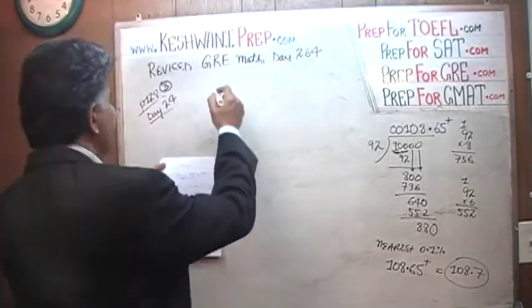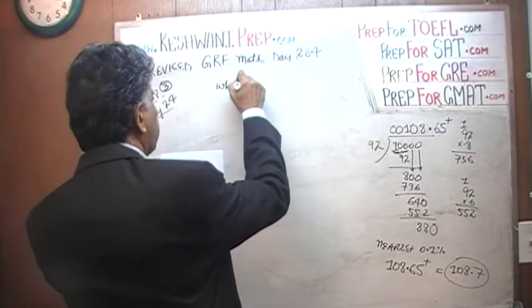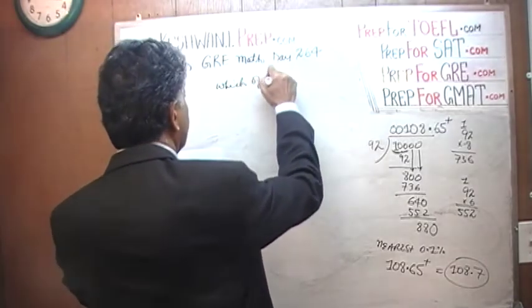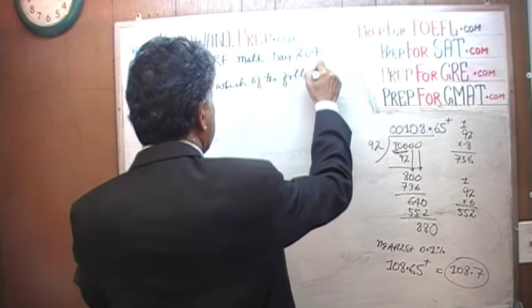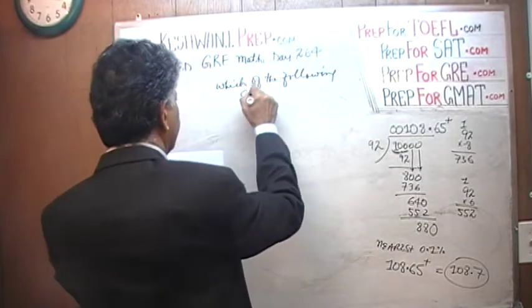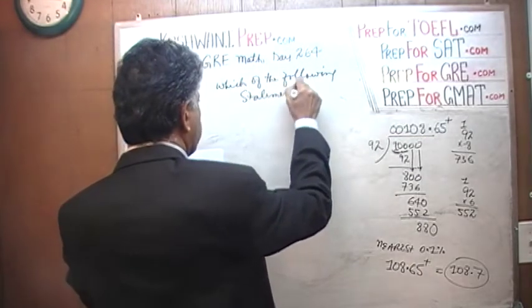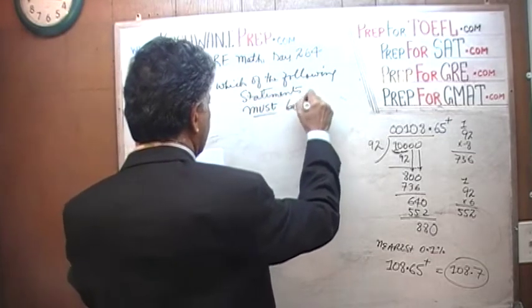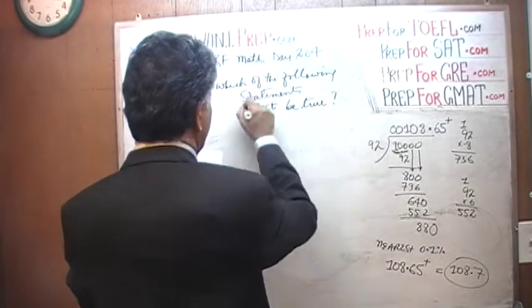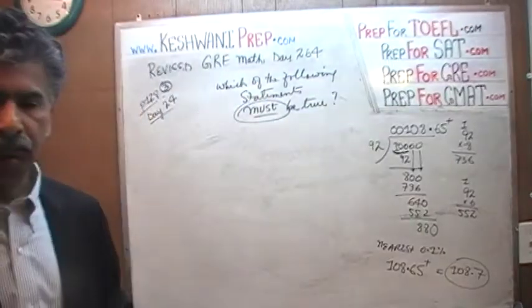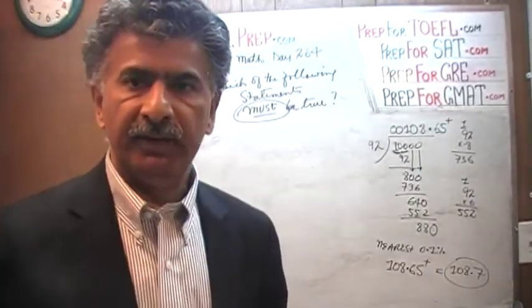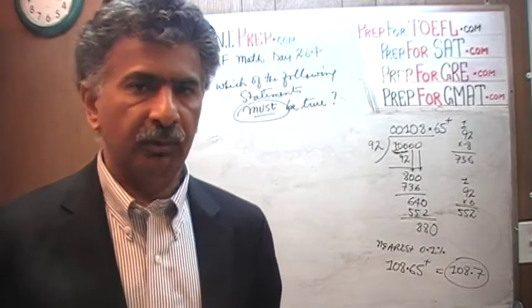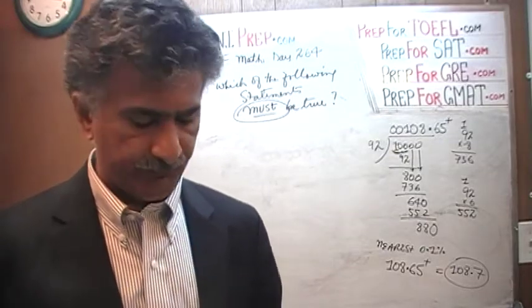Here's the problem. It says which of the following statements must be true. That's the important part. Which of the following statements must be true. We might find something that may or may not be true. We're looking for something that has to be true all the time.